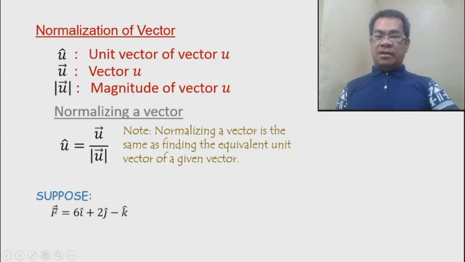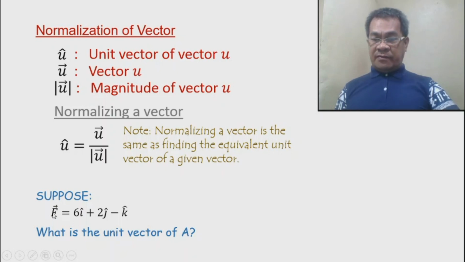Suppose we have force F equals 6i hat plus 2j hat minus k hat. Now, suppose you are asked what is the equivalent unit vector of vector F. To do it, use this formula. This should be vector F over its magnitude. This vector F is the numerator, and the denominator is the magnitude.